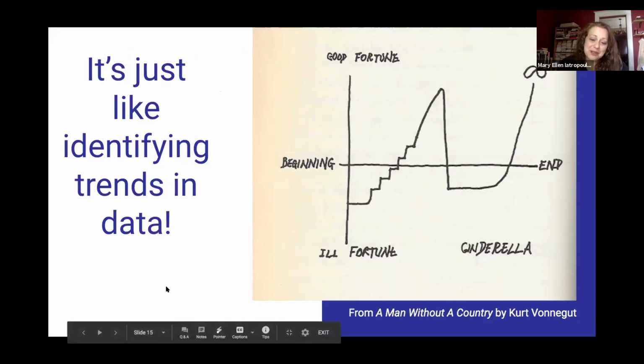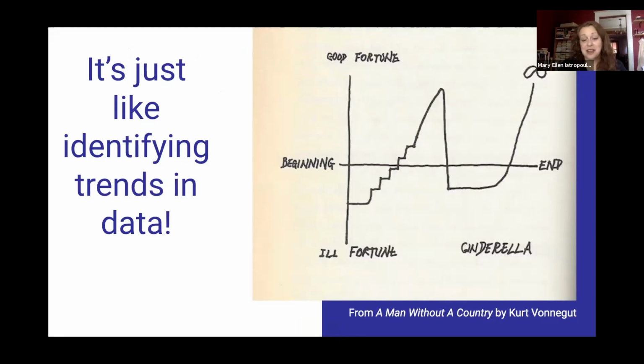But it's really similar to identifying trends in the data when you look at a data set from scientific observation. You know, it's all about that measurement of what happens over time and noticing how one thing leads to another thing leads to another. The Cinderella story, according to Vonnegut, is that things start out bad. They start out bad and then incrementally something good happens and then you plateau for a while. Then something good, then you plateau for a while, and something good. And then the highest point is probably going to the ball.